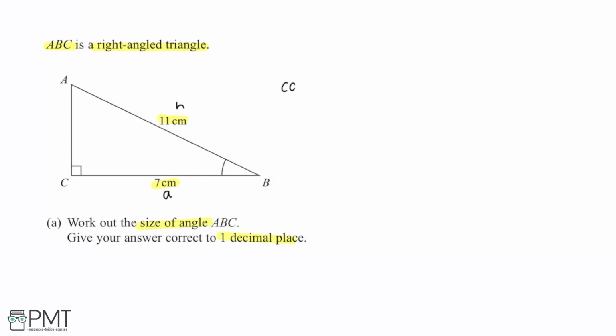So cos theta is equal to A over H, and this here is the angle theta that they're working with. And I can sub my values in, so cos theta is equal to the adjacent, which is 7 centimetres, over the hypotenuse, which is 11. So theta is the inverse cos of 7 over 11.